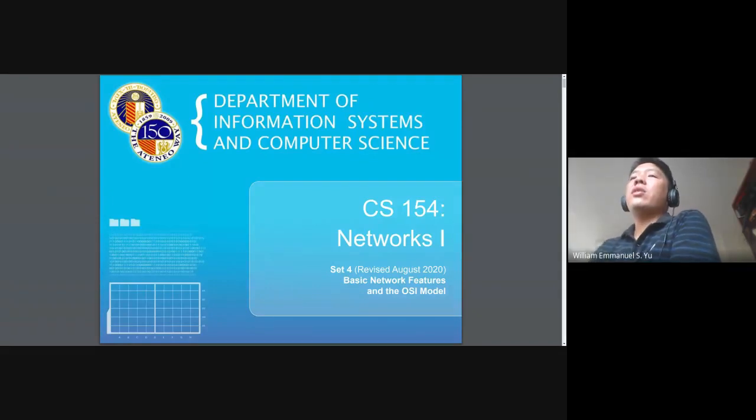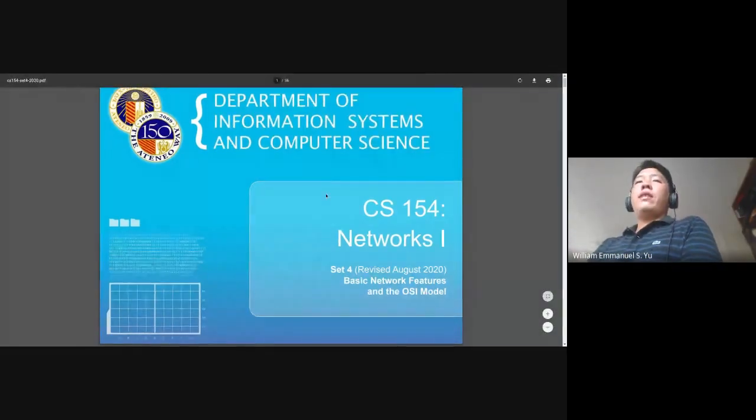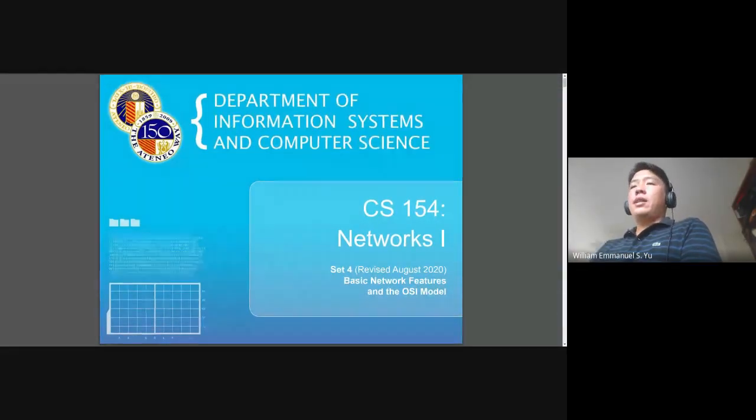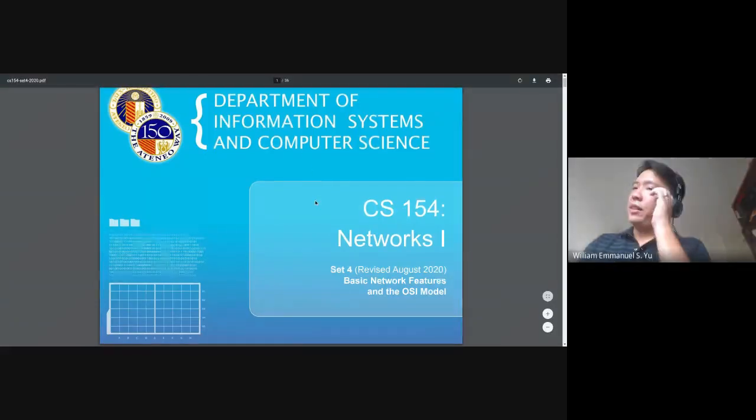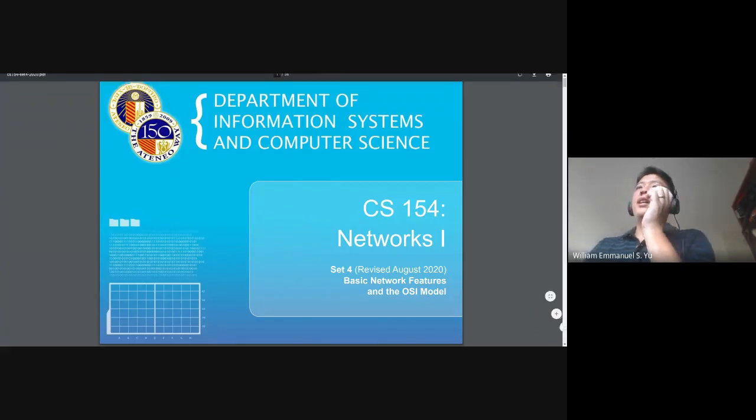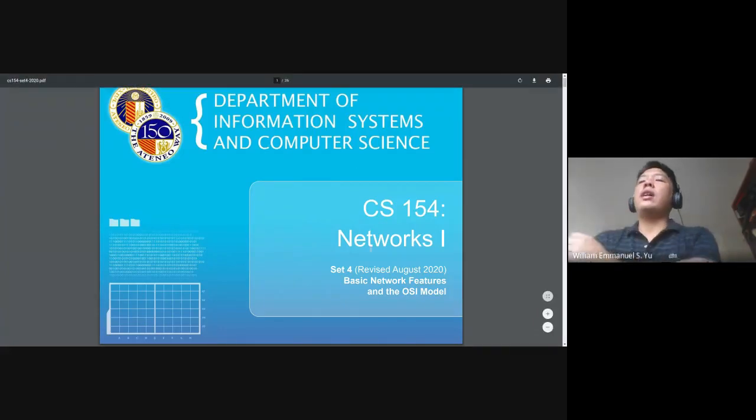Okay. So let us move on to ISO OSI. This one is relatively short, so I think we should not have too many problems here. So do you guys see the slide? It's set number 4, basic network features and the OSI model. Yes, sir. See it, sir. Thank you. Okay, good. So now we go to set number 4.